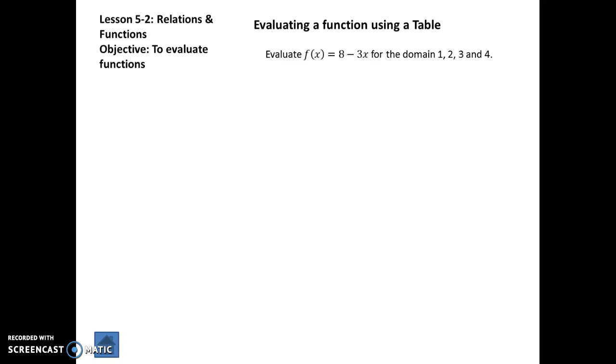First we're going to use a function rule to complete a table of values. We're going to evaluate f of x equals 8 minus 3x for the domain 1, 2, 3, and 4. Remember, the domain is our x values. So we're going to do a table. We take the 1, 2, 3, and 4 and place them in the x value box. We take that x value and substitute it into our function rule, so where the x is, we put our x value for 1.